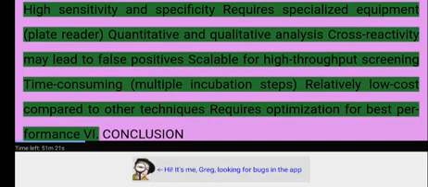High sensitivity and specificity. Requires specialized equipment. Plate reader: quantitative and qualitative analysis. Cross-reactivity may lead to false positives. Scalable for high throughput screening. Time consuming. Multiple incubation steps. Relatively low cost compared to other techniques. Requires optimization for best performance.